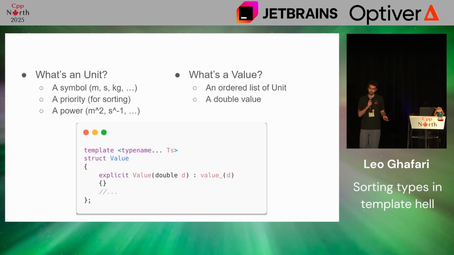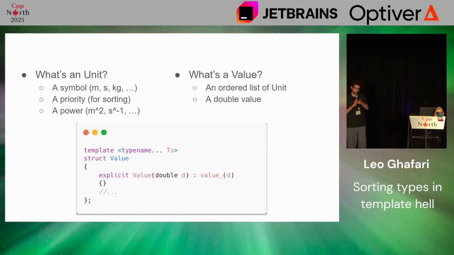First things first, we need to define what's a unit and what's a value. In my case, I decided that a unit would be a symbol, like meter, second, kilogram, whatever; a priority that's useful for sorting later; and a power, so I can have meter squared, second to the minus 1, and so on. And a value is an ordered list of units and a double. So for example, if I want a speed, I have a value of meter 1, second minus 1.